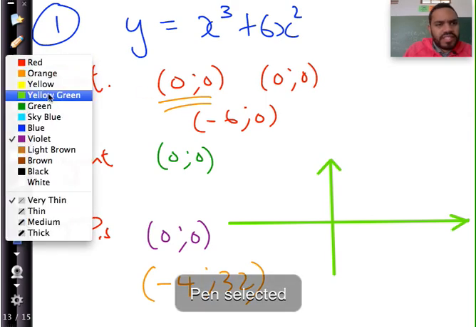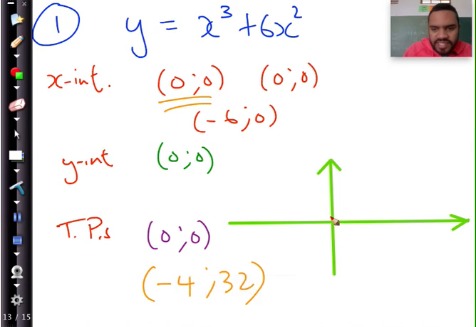Let's put all the x-intercepts in red. One of the x-intercepts was at 0 and 0, right? Another x-intercept was at negative 6 and 0. Right, so let's just say that's there. Okay. This graph is positive, so its shape must look like that. Okay, where's the y-intercept? The y-intercept was also at 0 and 0.